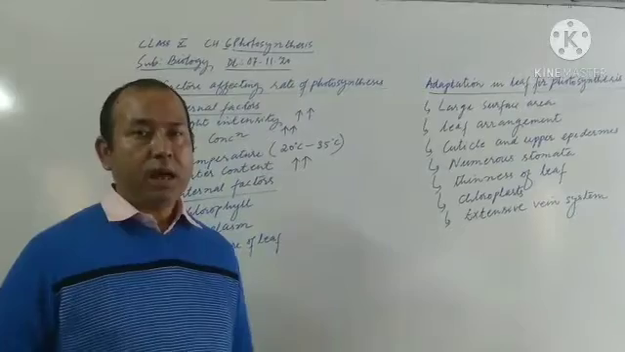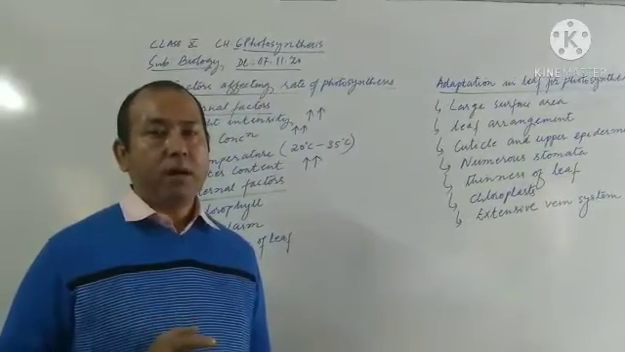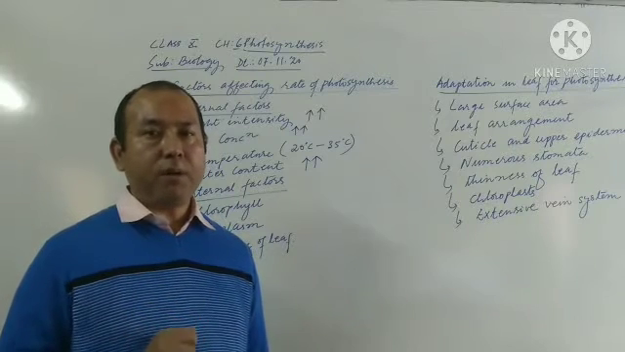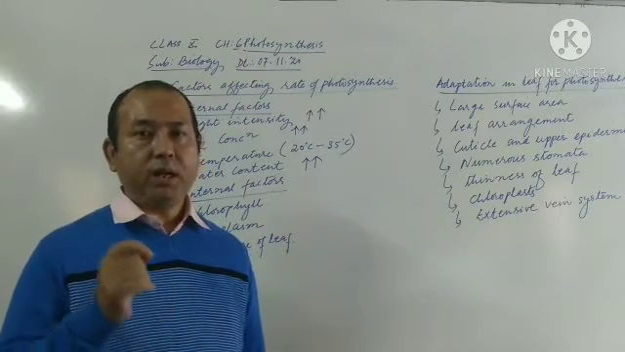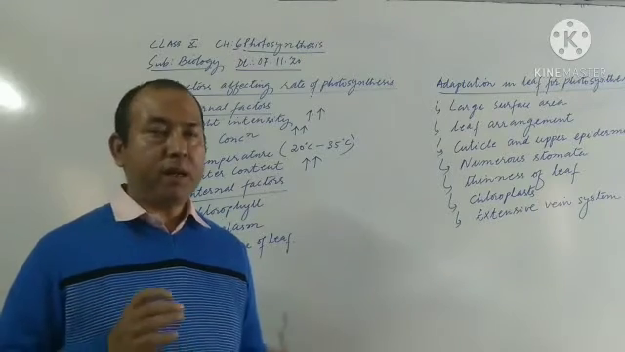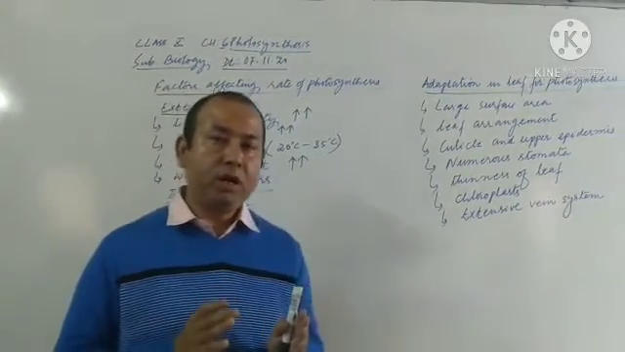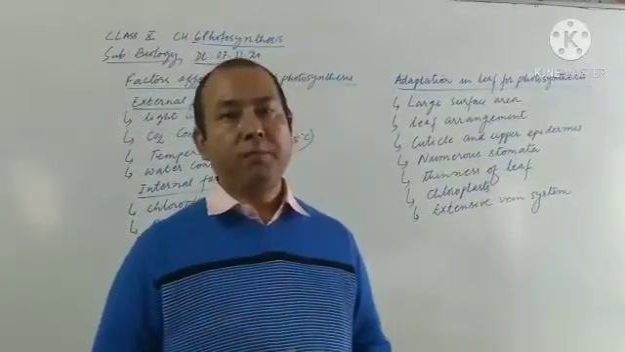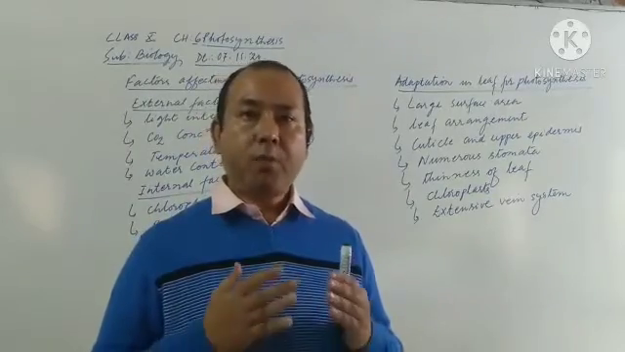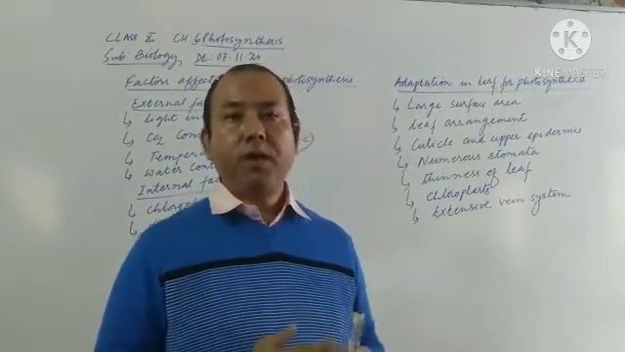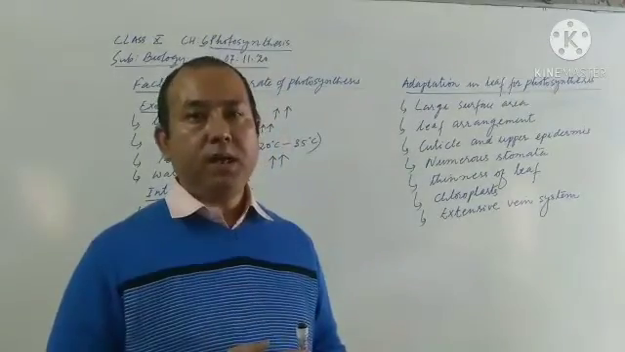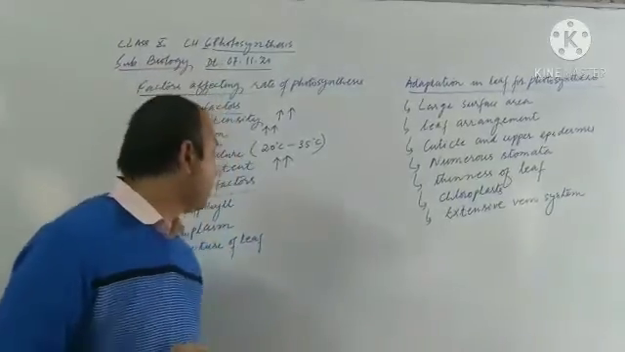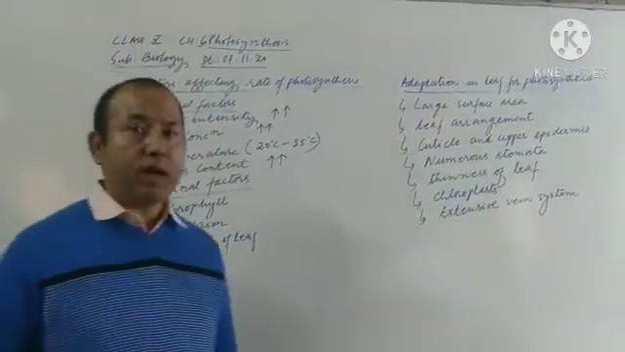Then comes temperature. It has been found that the rate of photosynthesis is mostly higher at an optimum temperature, which ranges from 20 degrees to 35 degrees Celsius. When the temperature is between 20 and 35 degrees Celsius, the rate of photosynthesis almost becomes double. So we can say that at an optimum temperature ranging from 20 to 35 degrees Celsius, the rate of photosynthesis increases.